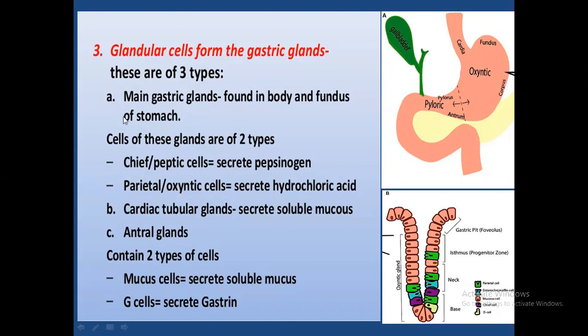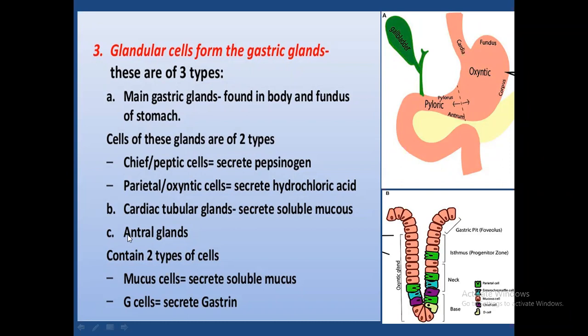And the second type of glands you may see here are the cardiac tubular glands. Cardiac tubular glands are present at the cardiac region. They secrete some soluble mucus.